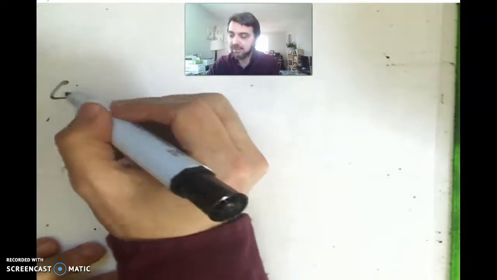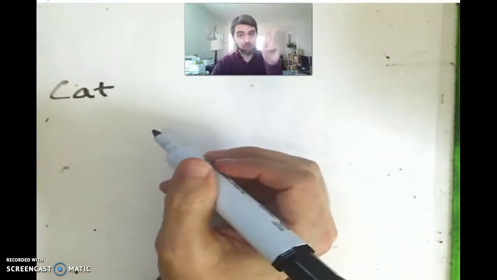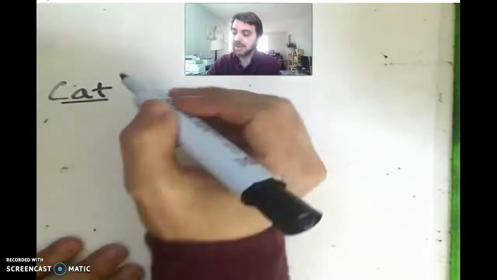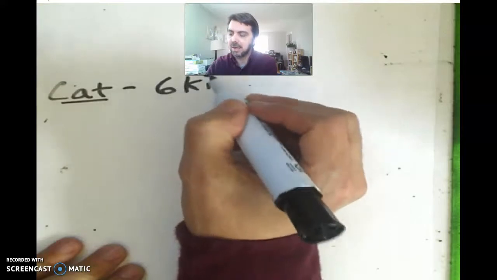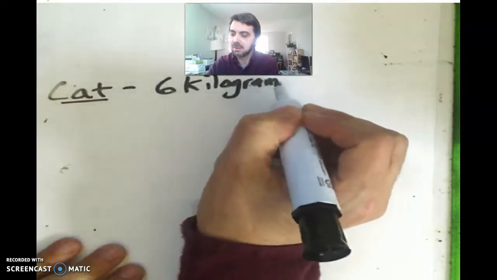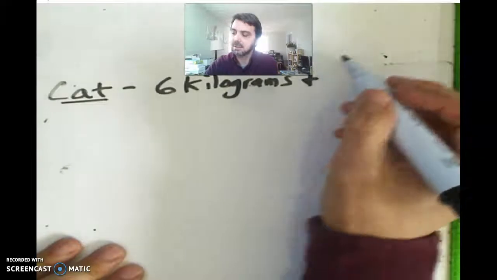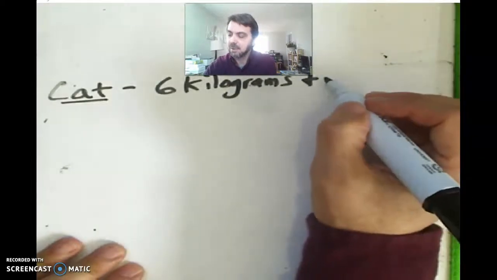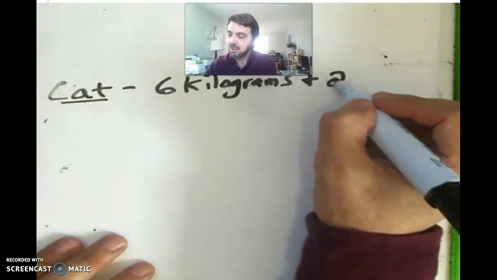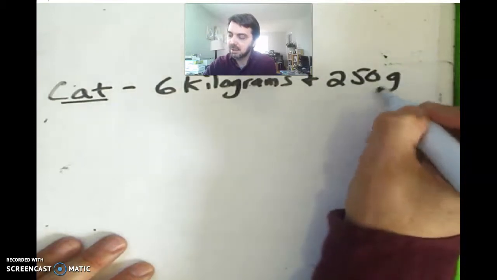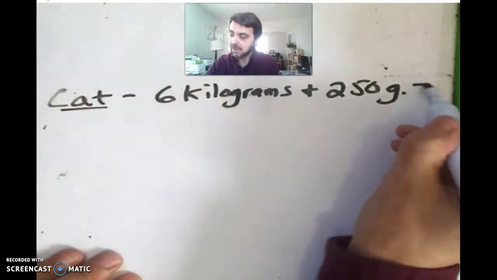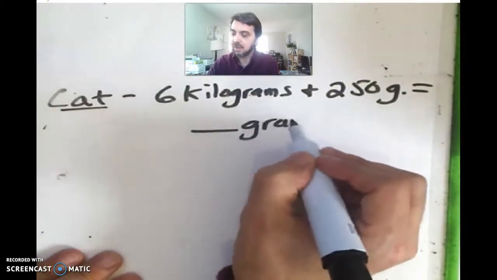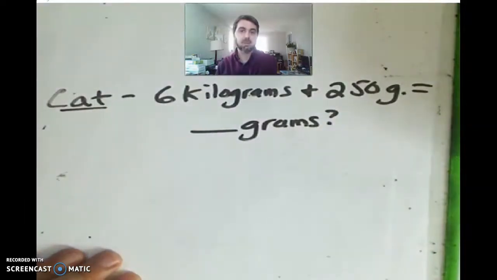All right, so boys and girls, here's an example. What if I have a cat? I do not have a cat. I used to have 2, but I no longer do. What if I have a cat and it has a mass of 6 kilograms and 250 grams? So what if I want to know how many grams that's equal to? Just grams, not kilograms and grams, just grams.